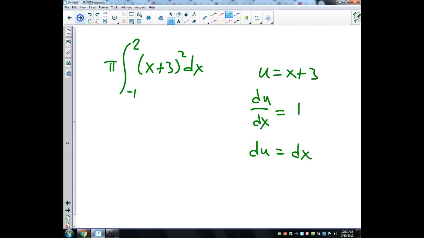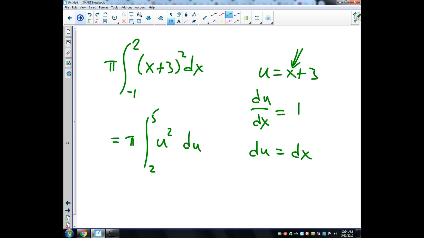All right, so this isn't too bad. Wherever you see dx, write du. Wherever you see x plus 3, write u. But now the limits of integration are not -1 to 2, because those are x values. Take -1, plug it in here. That's your u value. So when x is -1, u is 2. Take x equals 2, plug it in here, and you get 2 plus 3, which is 5. And that's what you're doing.